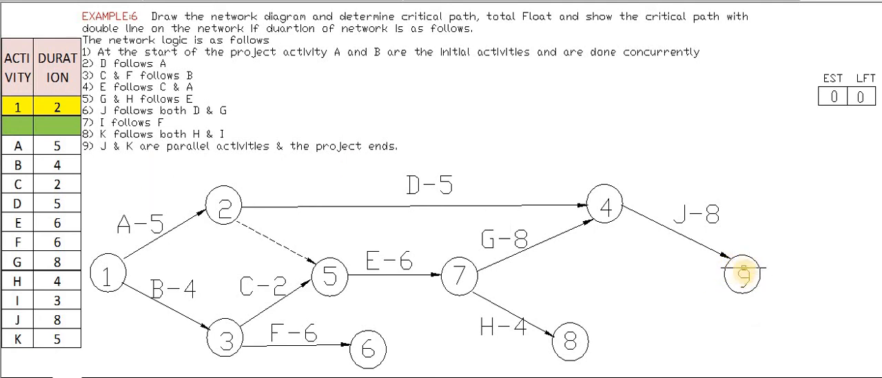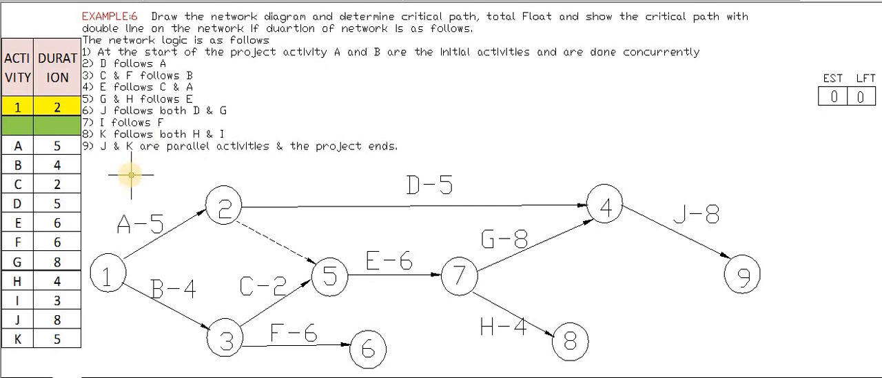Okay. So J is started where D and G ended. Here we have drawn D and G. It is ending at node number 4, and at the same point we have started the activity J. So here we have covered serial number 6 also. What is serial number 7? Serial number 7 is I follows F. That means only after completion of F, I will be carried out.